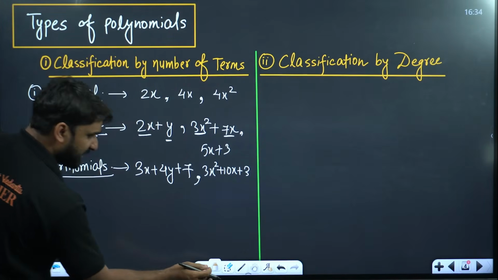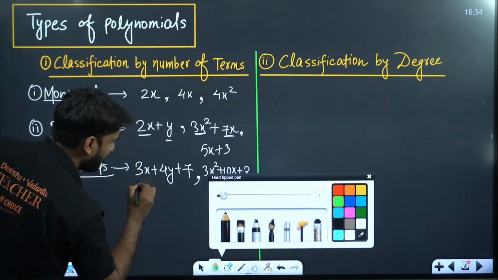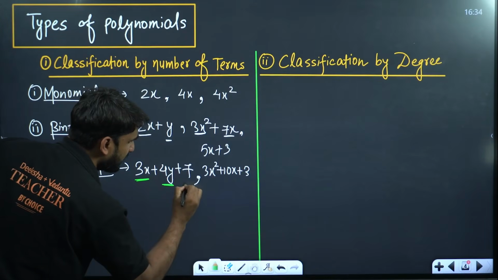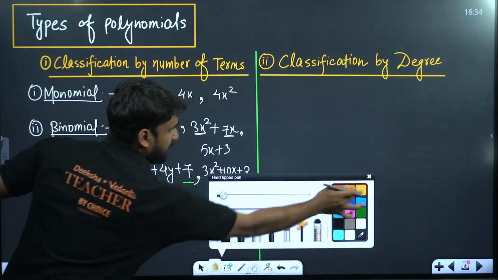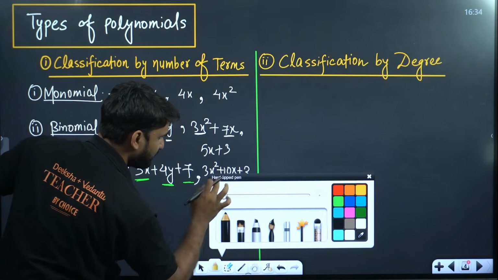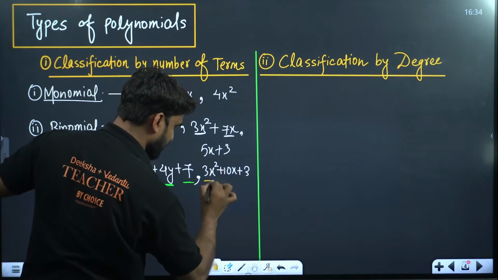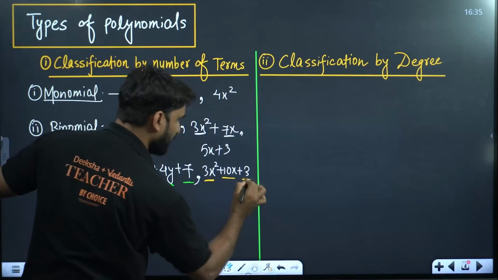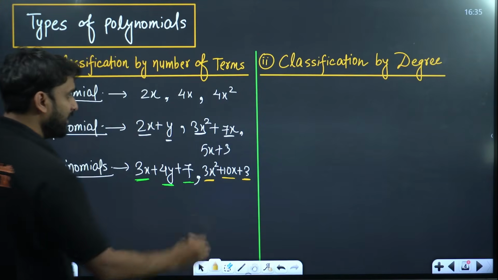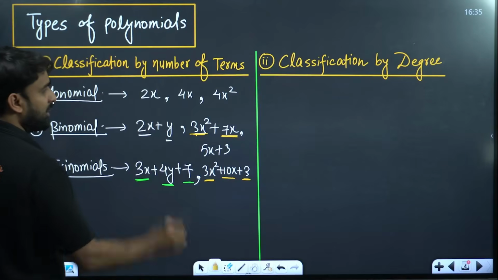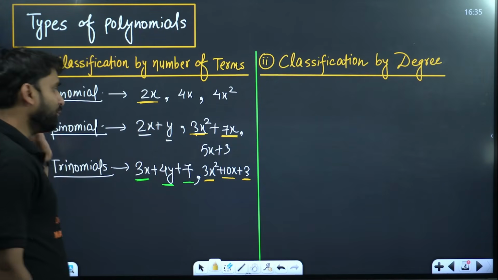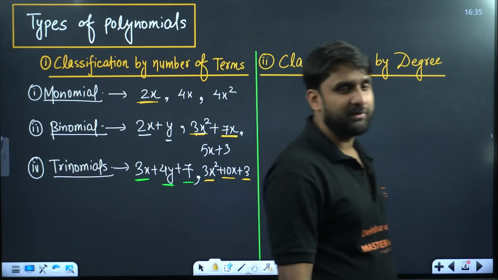So how many terms are there? Just focus here. In 3x plus 4y plus 7, there are 3 terms. In the second equation, 3x square, 10x and 3, 3 terms are there. How many terms here? 2 terms. How many terms here? 1 term. So monomial, binomial and trinomial. I hope everything is clear to you all.